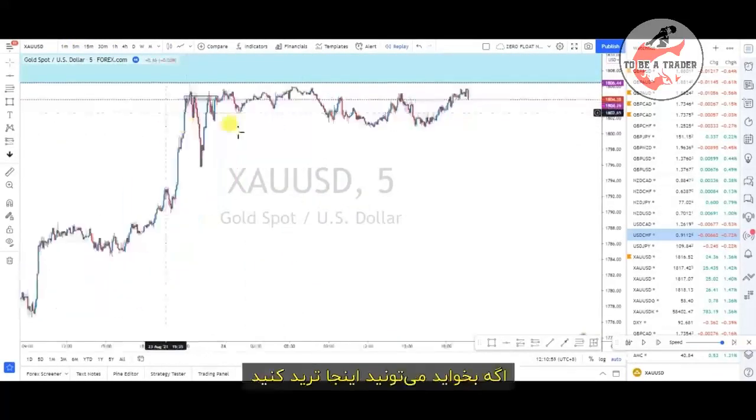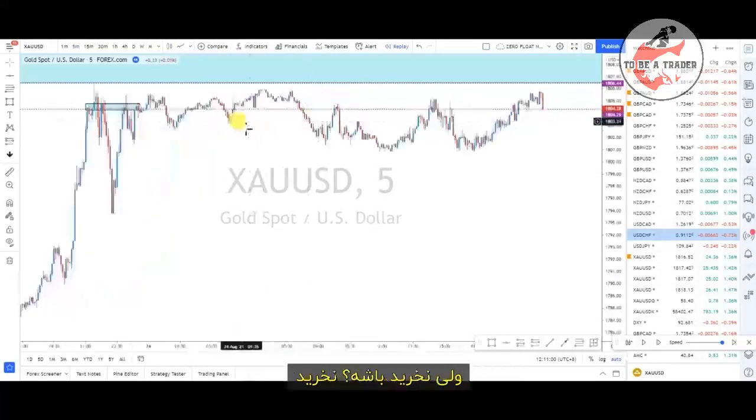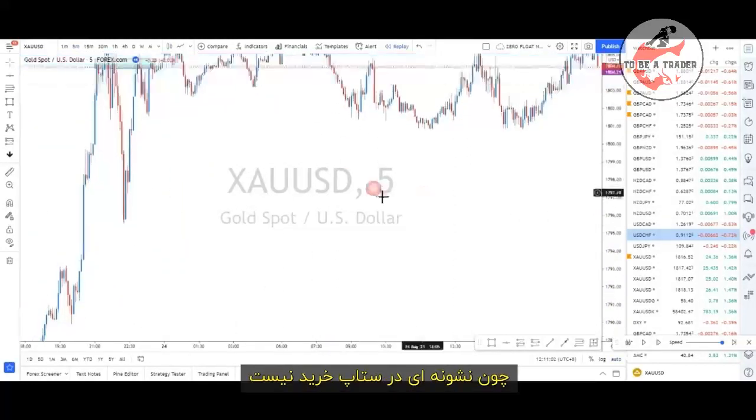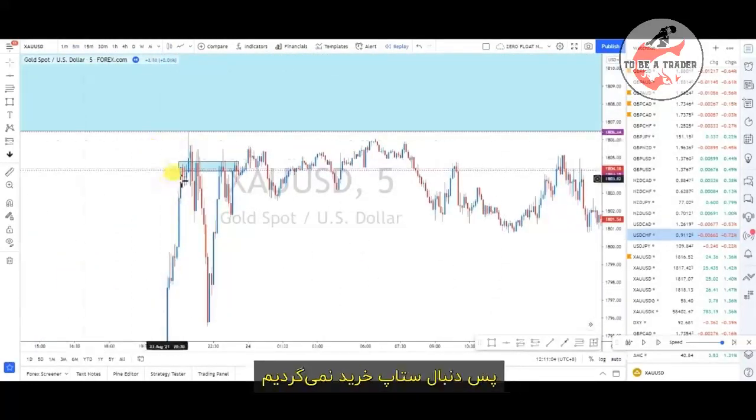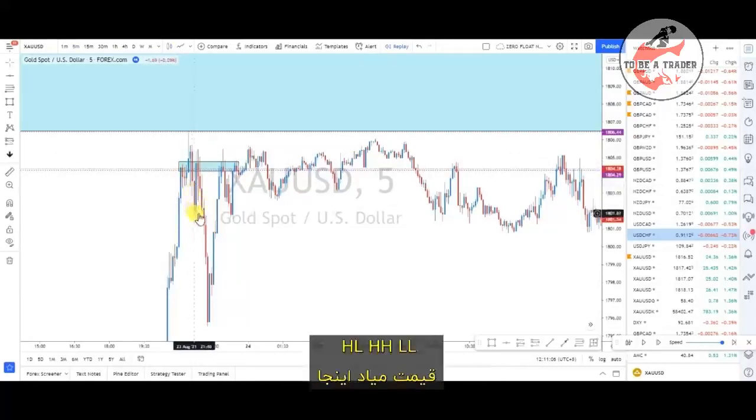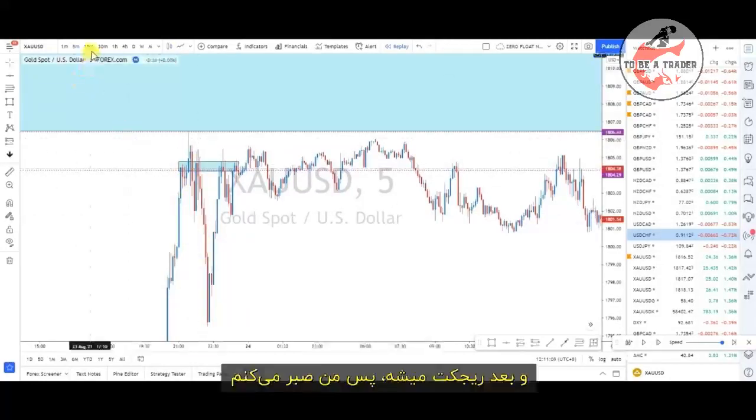You can trade here first if you wanted to, but do not buy. Okay, guys, do not buy because there's no indication of a buy setup. So we do not look for a buy setup. High, low, higher high, lower low. Price comes in and then rejects down here. So I'm gonna wait.